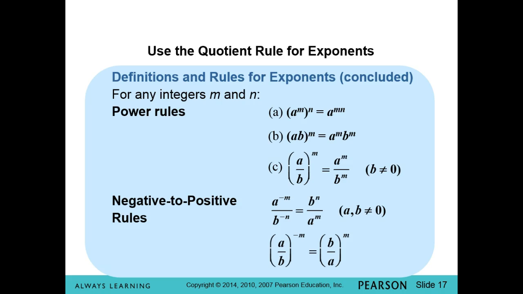What is A over B to the minus m? B over A to the positive m. Perfect, perfect. Y'all are good at this. Okay.